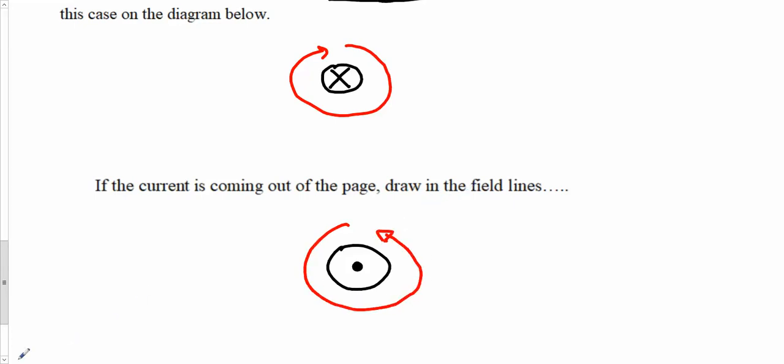So this is your little introduction to current, moving electrons, causing a magnetic field to be made, and then using a right-hand rule to determine in what direction that magnetic field is pointing.